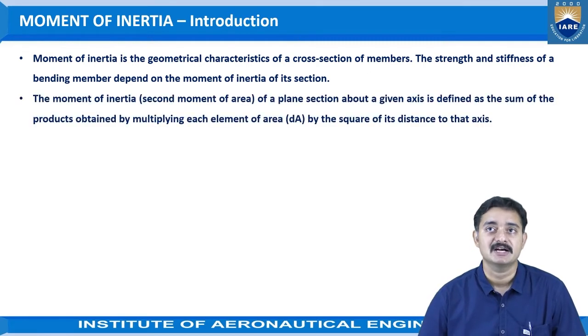The moment of inertia, also known as the second moment of area of a plane section about a given axis, is defined as the sum of the products obtained by multiplying each element of area dA by the square of its distance to that axis.